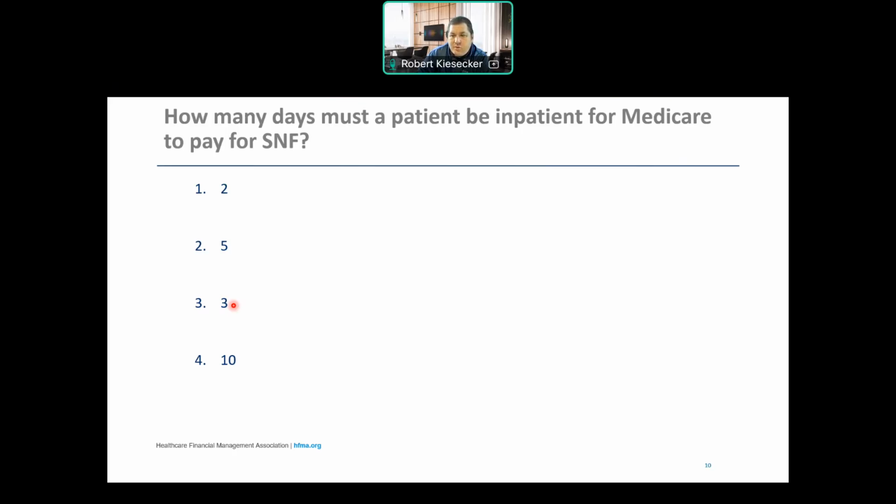But again, you want to be careful with this because there were some changes that happened during the pandemic. Generally this is the answer, but you always want to verify in your situation and in your area that this is the correct answer. But typically it's 3 days.